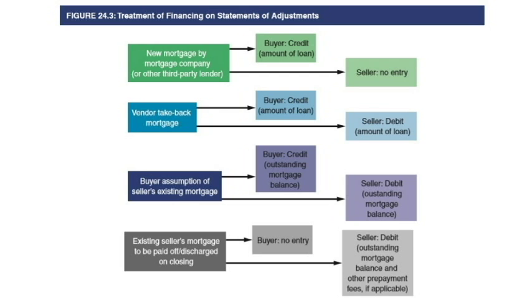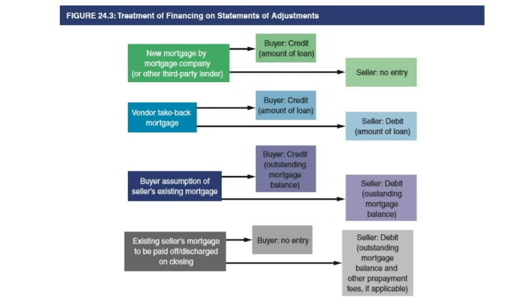New mortgage by mortgage company or other third-party lender. For the buyer, it's a credit. It's a happy face because it's the amount of loan. For the seller, there's nothing. Now the vendor take-back mortgage, for the buyer, it's a happy face. It's a positive amount of loan. For the seller, it's a debit. It's the amount of loan. The VTB will be negative.